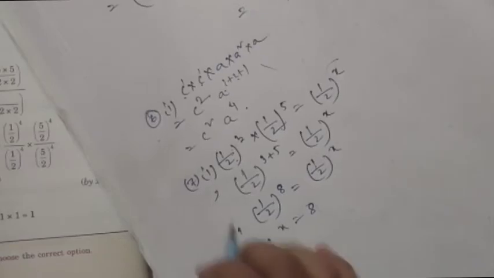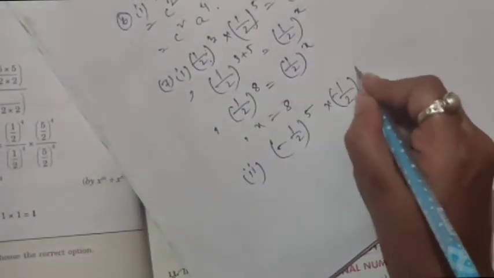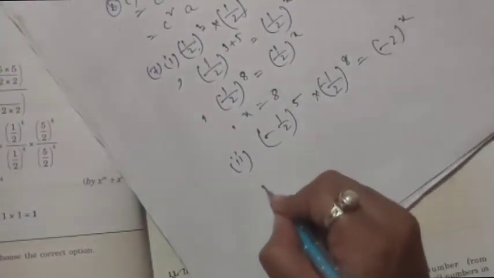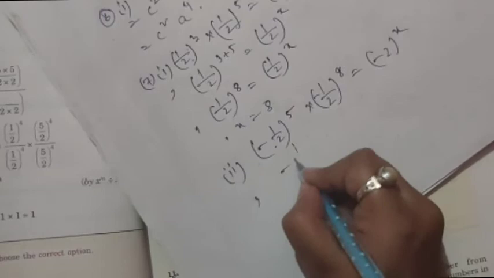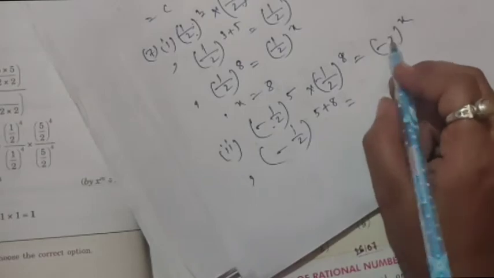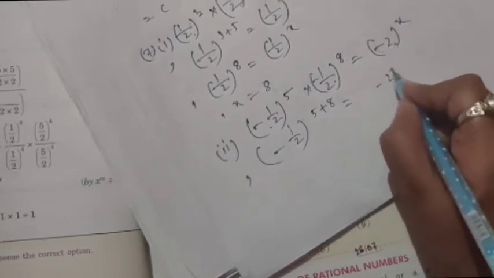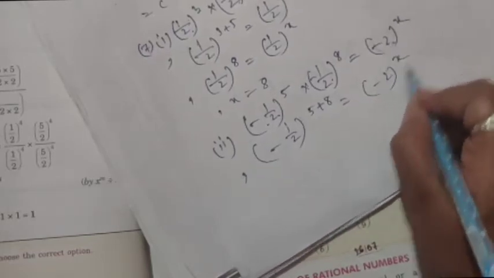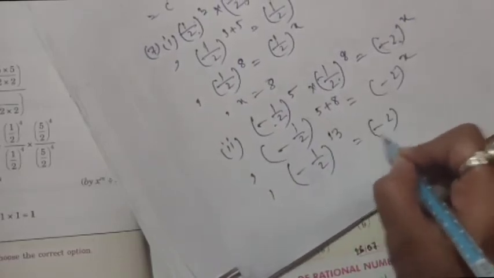Okay, next question number 7.2. Minus 1 by 2 whole to the power 5 into minus 1 by 2 raised to the power 8 equal to minus 2 raised to the power x. So here the bases are the same but the powers are different, so you have to add the powers. So minus 1 by 2 raised to the power 13 equals minus 2 raised to the power x.